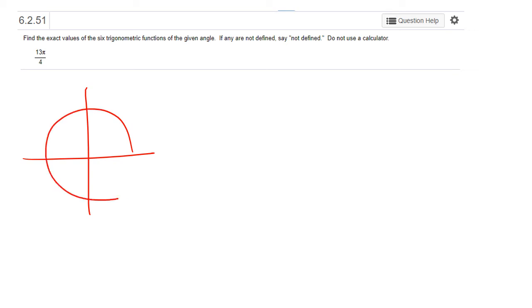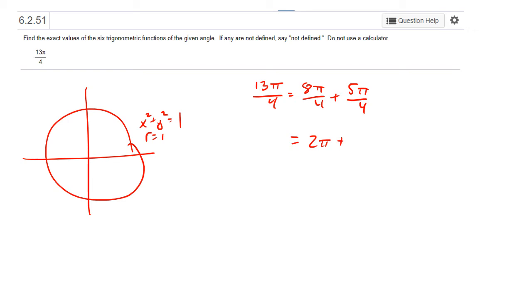Axes, standard unit circle. Let's figure out what the angle 13 pi over 4 is. So observe that 13 pi over 4 is 8 pi over 4 plus 5 pi over 4. 8 pi over 4 is 2 pi. 5 pi over 4 is 4 pi over 4 plus pi over 4. So what I have is 2 pi plus pi over 4.